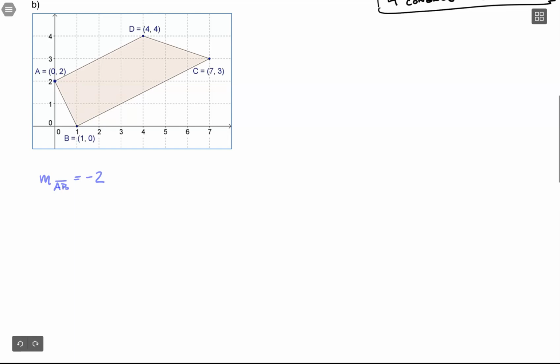Let's go ahead and look now at BC. So to get from B to C, I have to rise 3 and run 6. 1, 2, 3, 4, 5, 6. So I rise 3, run 6. That reduces to 1/2.